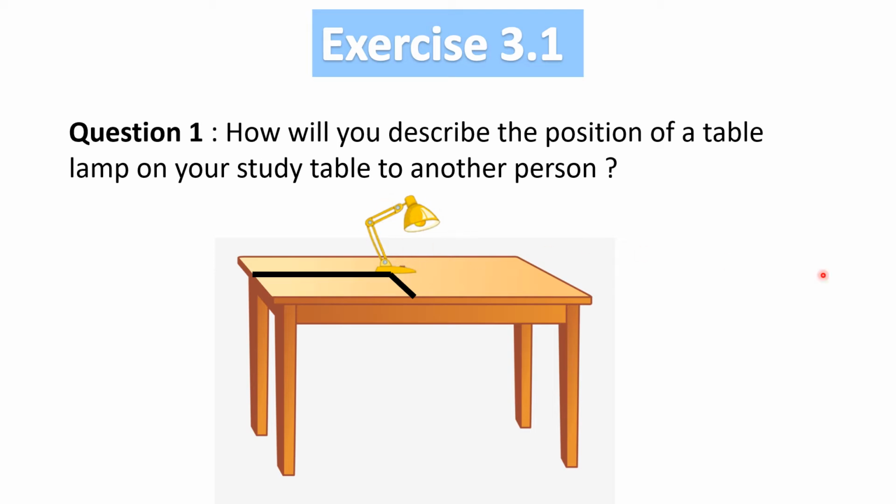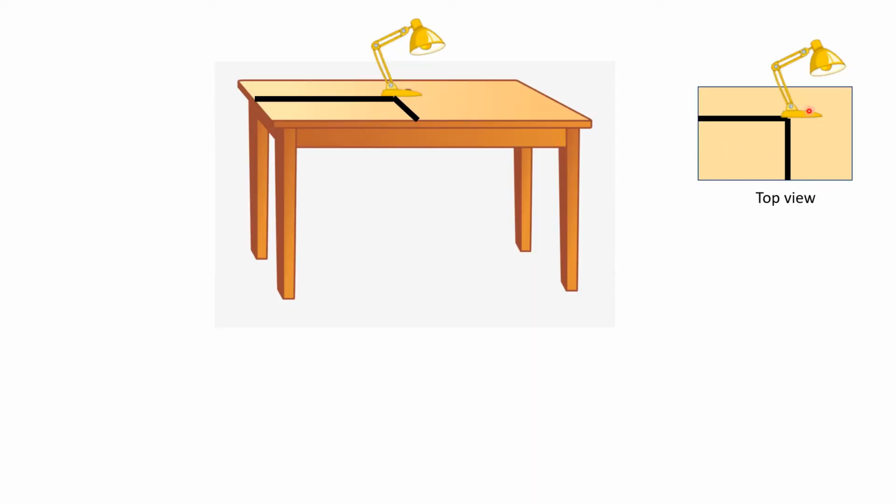So now you can see that, look, this table, if I look from top, it will look like this, right? So can you see this? This is the top view of the table. So this is our table and this is our lamp.